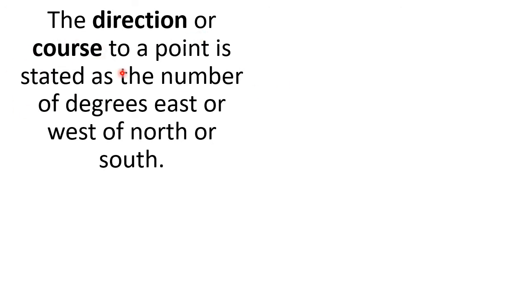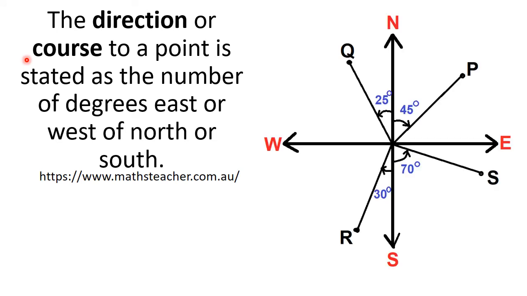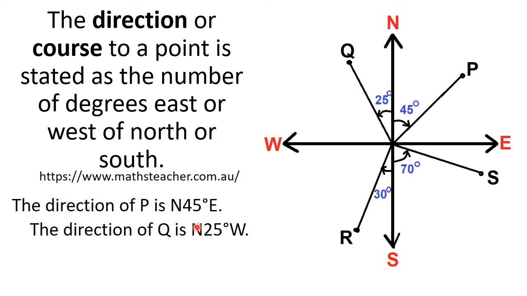The direction or course to a point is stated as the number of degrees east or west of north or south. Much of this definition was taken from www.mathsteacher.com.au. In this figure, for example, the direction of P is 45 degrees from north to east, or 45 degrees northeast. This is the notation of that direction.